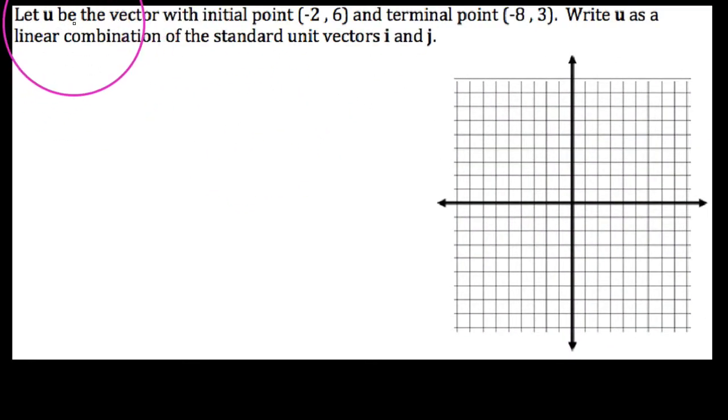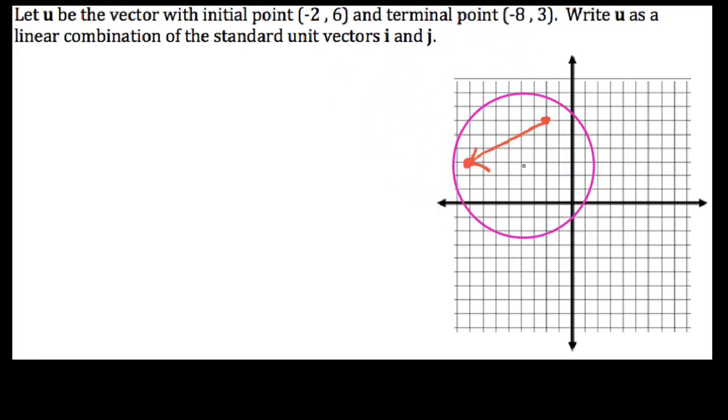So where we might see something like this, let's let the vector u be the vector with initial point negative 2, 6. So it starts at negative 2, up 6. 1, 2, 3, 4, 5, 6. We say it starts here, and it ends at negative 8, 3. So negative 8, and then up 3, 1, 2, 3. So we have its initial and its terminal. If we draw this in here, this is some vector going in this direction. What we want to do is write this as a linear combination of standard unit vectors.